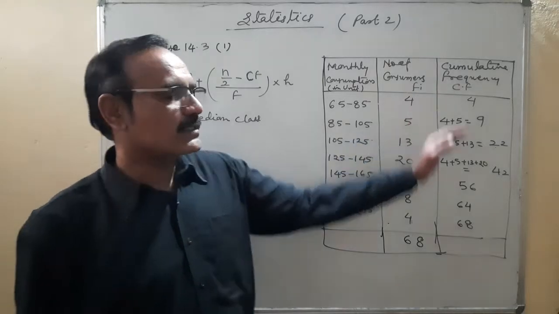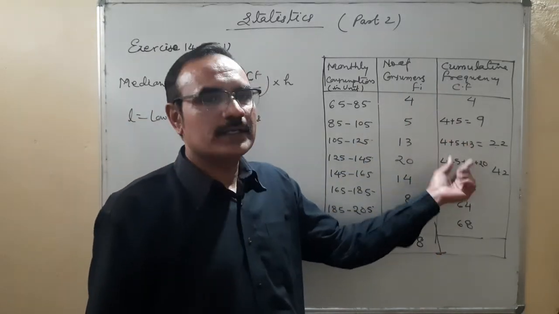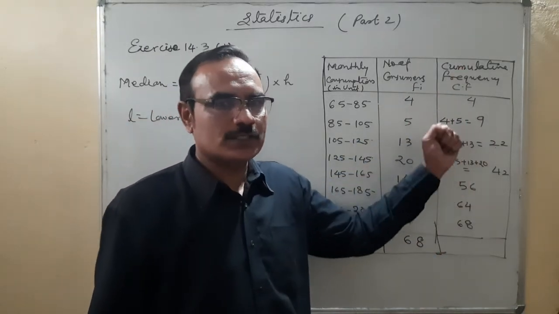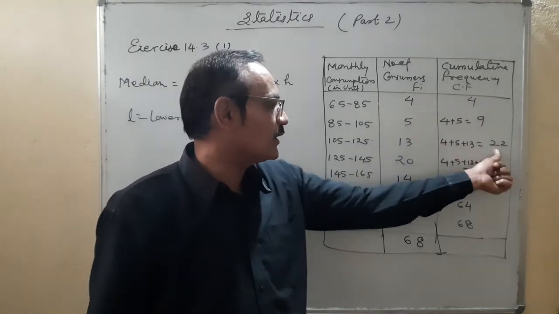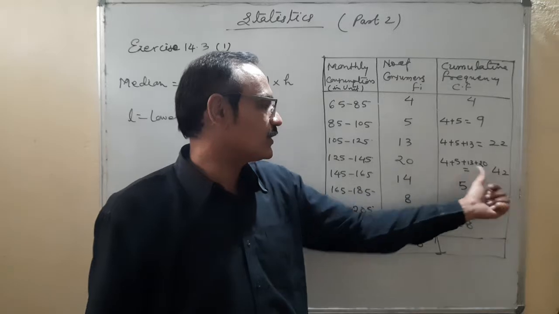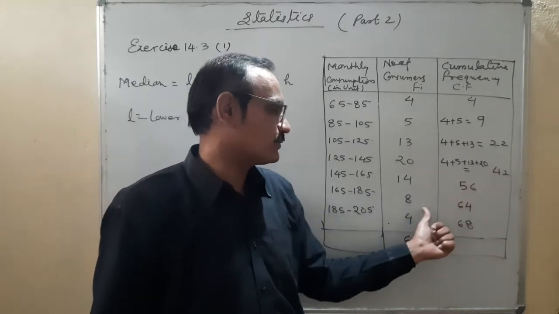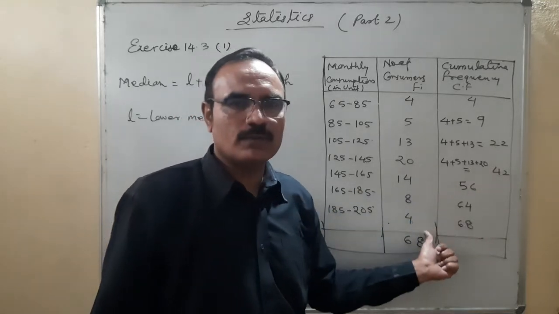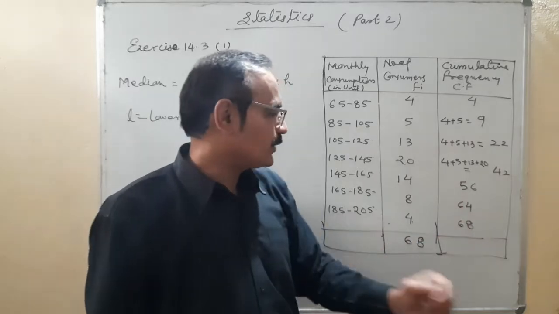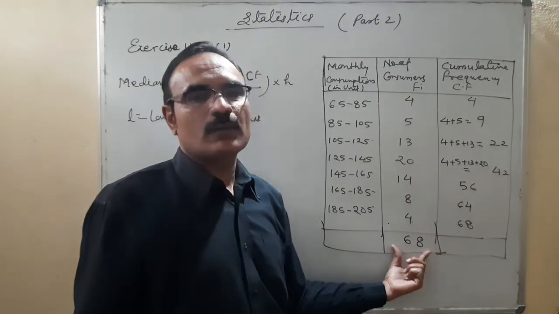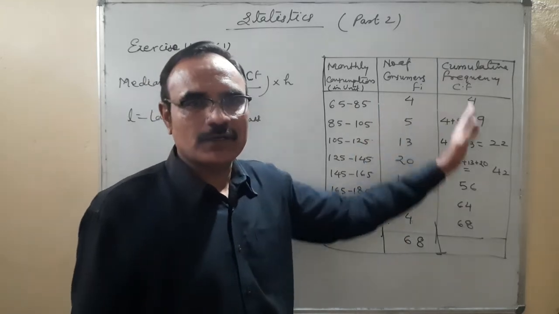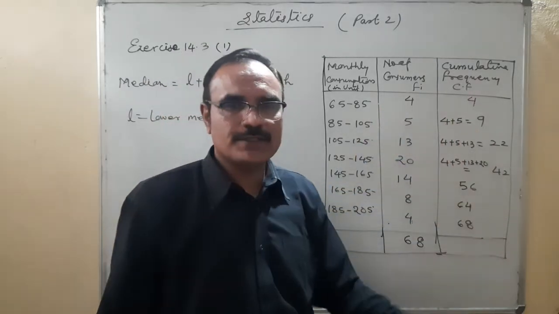Okay. So this is the meaning of these terms I have written, so that you will remember how to find out this column. 4 plus 5, 9. 9 plus 13, 22. 22 plus 20, 42. 42 plus 14, 56. 56 plus 8, 64. 64 plus 4, 68. And you can check it. This last number should properly match the sum of the frequency column. Okay, that means you are right. So this is the cumulative frequency.